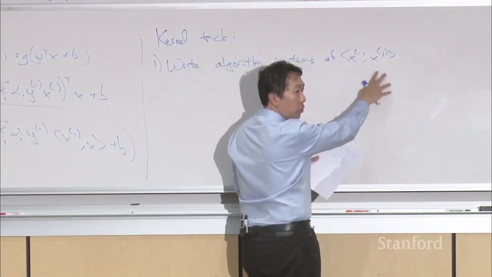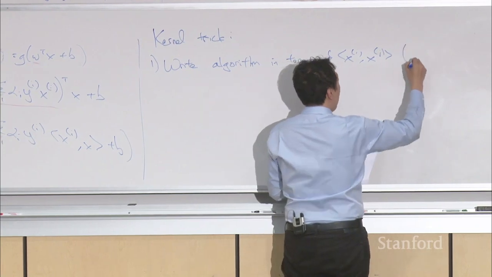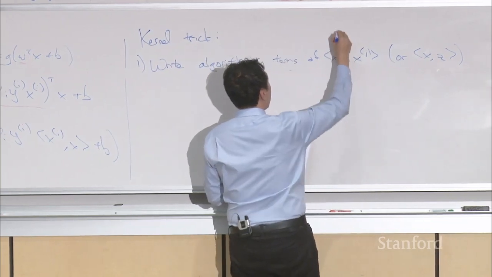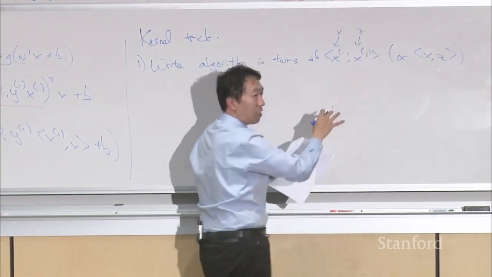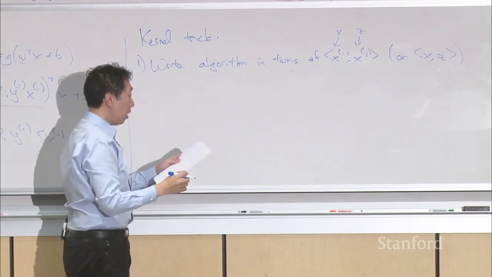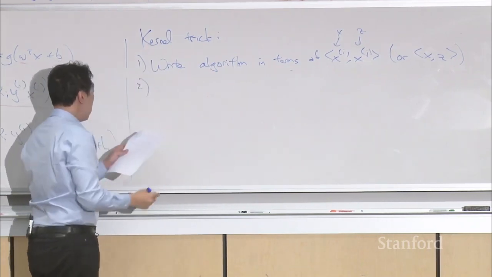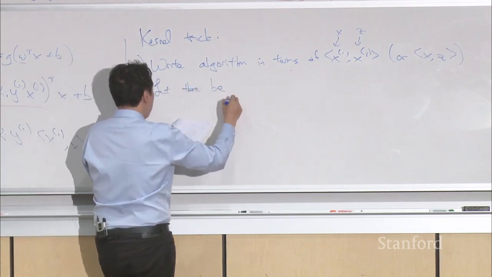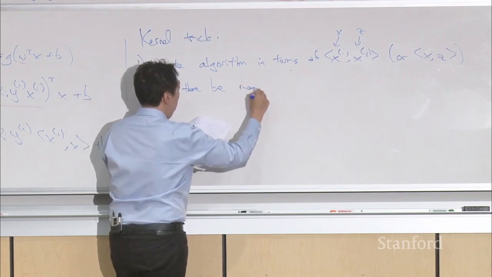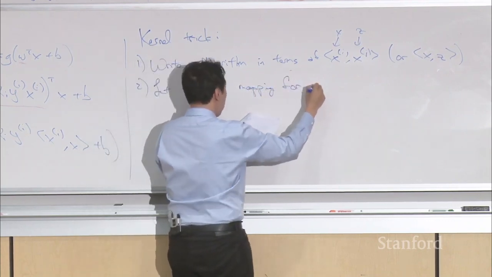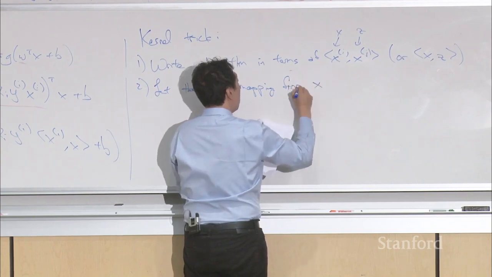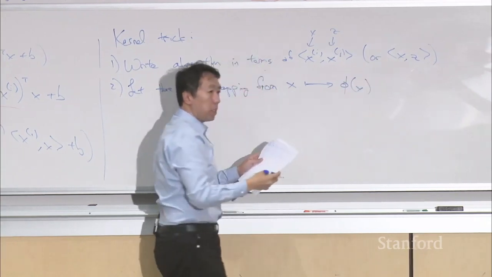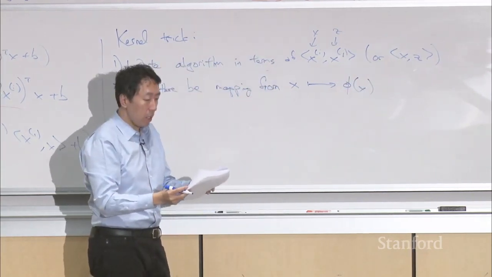And instead of carrying the superscript xi, xj, I'm sometimes going to write the inner product between x and z, where x and z are proxies for two different training examples, xi and xj, but it simplifies the notation a little bit. Two, let there be some mapping from your original input features x to some higher dimensional set of features phi.